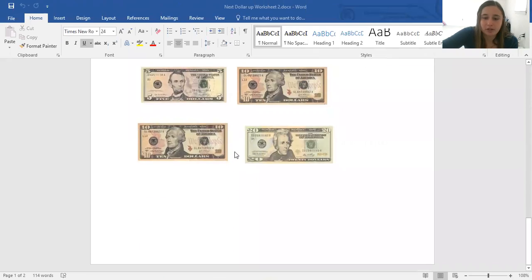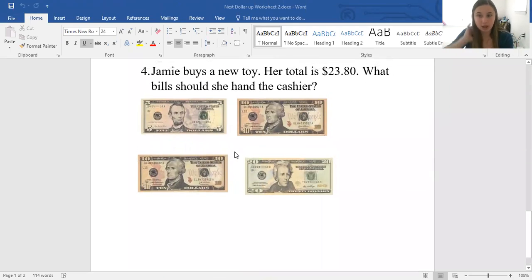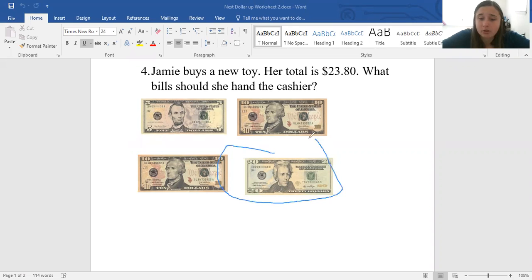Let's move down to question 4, which is our final problem for today. Jamie buys a new toy. Her total is $23.80. What bills should she hand to the cashier? I'm going to look at this and try to find the biggest bill that I need, okay? I know that the total is 23, so I'm going to need at least $20. So I'm going to circle this 20 here. Apologize for that very large circle. Now I'm up to $20, and I'm still left with $3.80 that I need to cover.